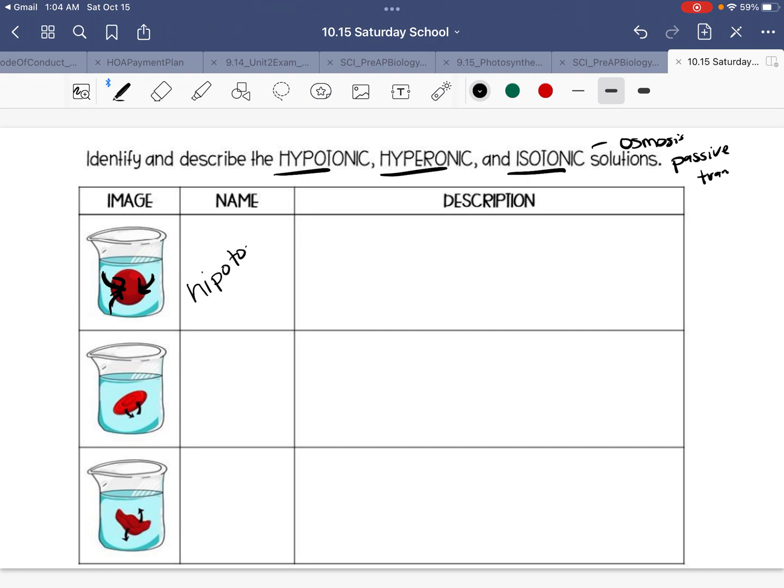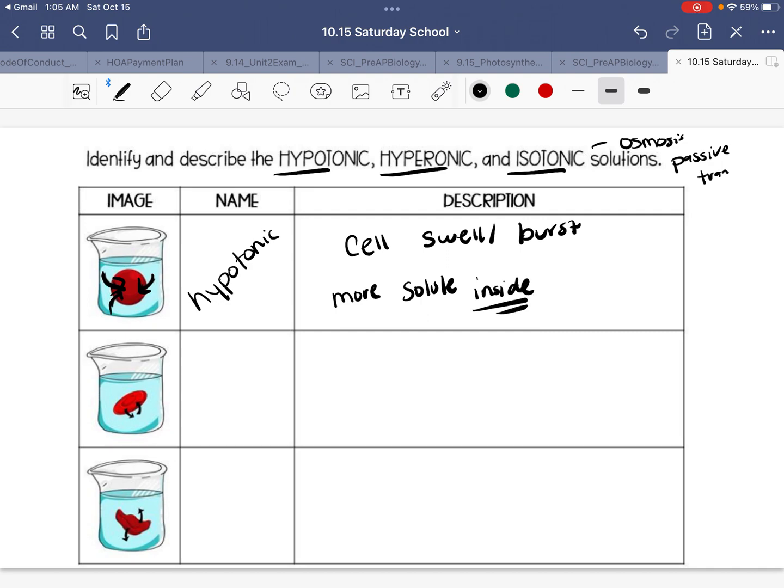I actually misspelled that. This is called hypotonic. In a hypotonic solution, the cell will swell or burst, and there is more solute inside the cell. Remember, water follows the party, so there's probably more dots here inside the cell, and that's why the water is going in.